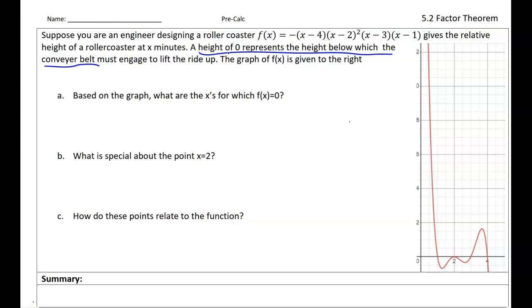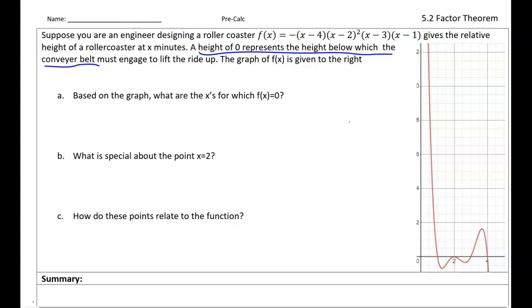But we've all been on roller coasters before. And this key fact here in the text is what I underlined. It says that a height of 0 is, in this case, where the conveyor belt has to kick in. So where it starts to have to pull you back up. So I just picked that number to be important because often when we study functions, the values of x where the function is equal to 0 are important for the phenomenon that we're studying, right? So we're really going to dive into what the zeros of a polynomial function are here.